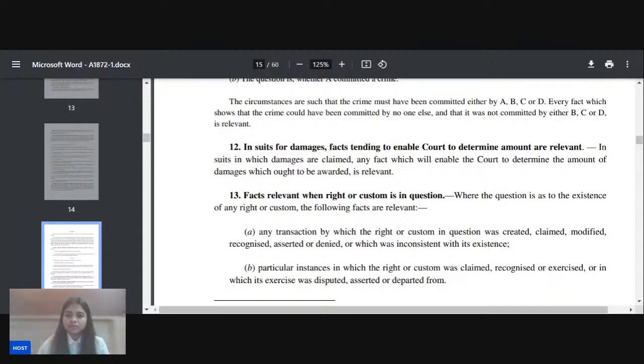So to validate a custom, you have to fulfill some essentials: it should be ancient, continuous, peaceful, not against morality or public opinion, certain, constant, compulsory and not optional, reasonable, and not expressly forbidden by law or by any statute, right? So this is regarding section 13, which talks about custom.